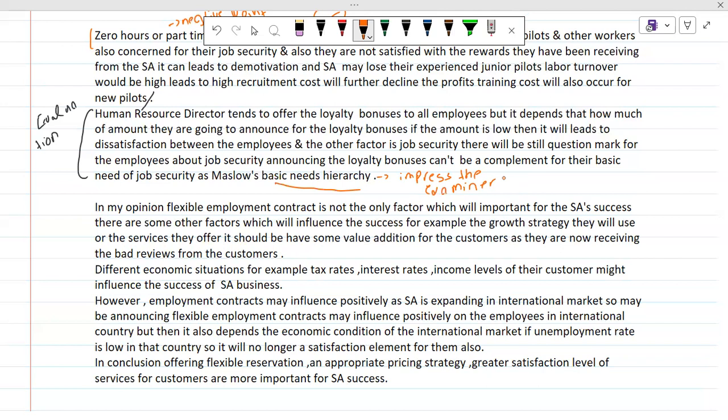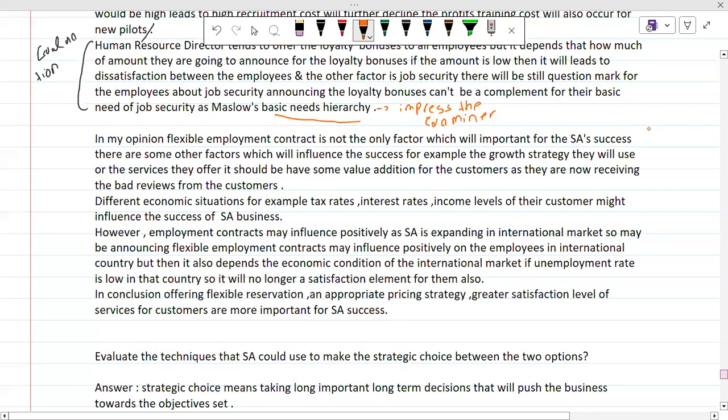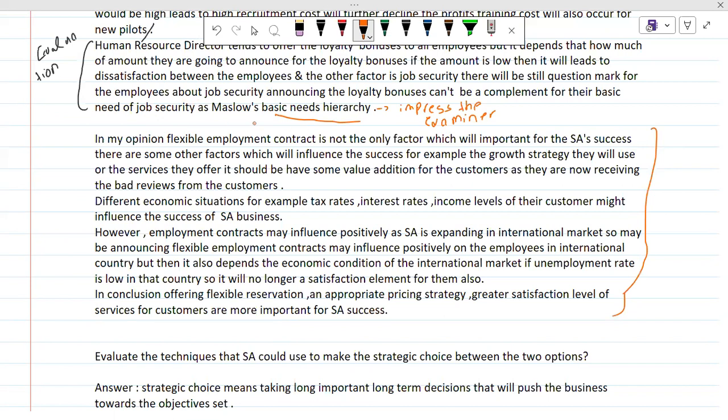Now I am going to move forward to my conclusion point. Here you can see that I conclude all the points. First of all, in my opinion, you should agree with one statement. And if you think that both statements are right, for example in a 20-mark question, we will discuss how you can relate to both statements.